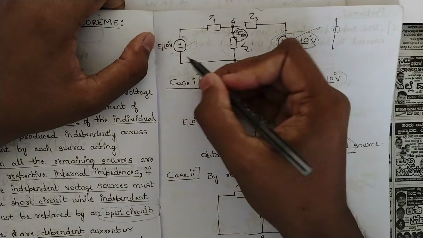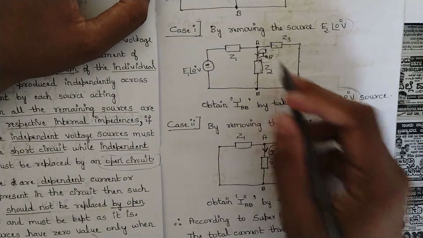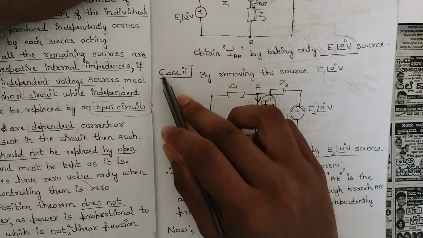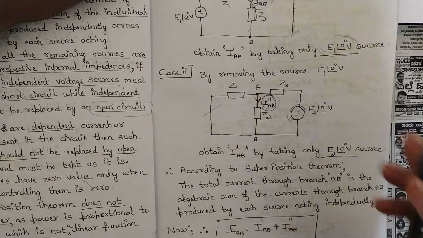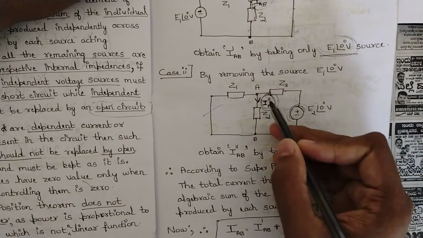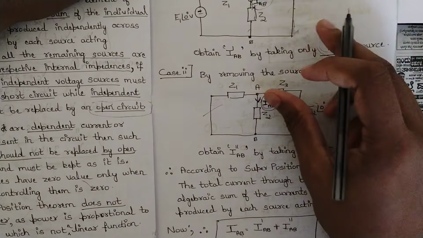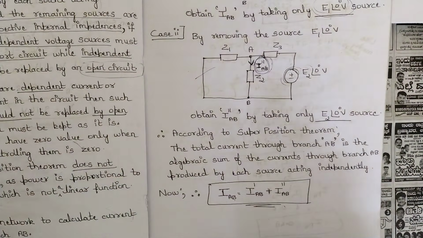Right? Once we have considered this source and solved for I dash of AB, whatever I dash of AB we have got, that we have written it. Then in case 2 we have eliminated the first source and kept the second source. And since we know that we should be considering only one source at a time, this would be the second current, I double dash of AB. We have obtained two currents now.